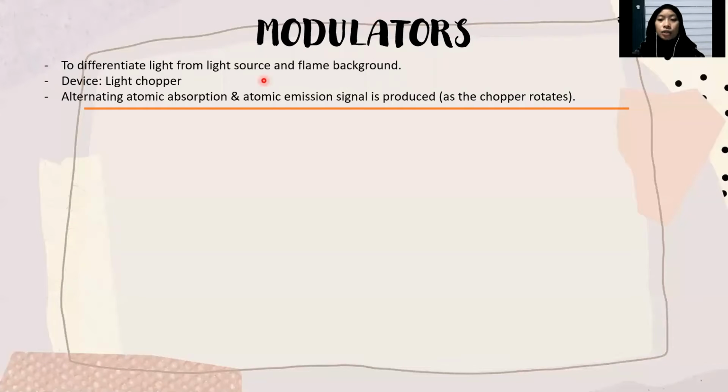In AAS, source modulation is essential so that the component of radiation which arises from the light source or flame background can be differentiated. Therefore, a modulator or light chopper is needed. So how does this work? As the chopper rotates, an alternating atomic absorption and atomic emission signal is produced. Therefore, at one moment where the light from the light source is cut off, only light due to the flame emission can be read. Then, the next moment where both lights are allowed to pass, both lights can be read.